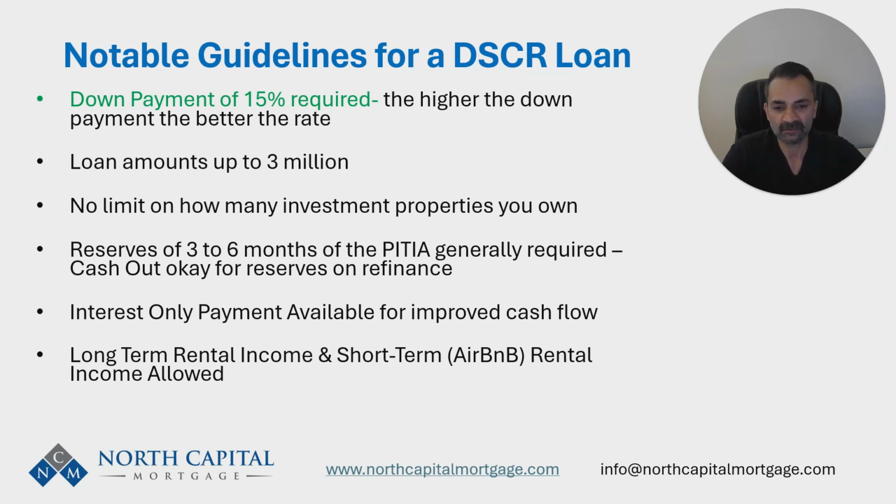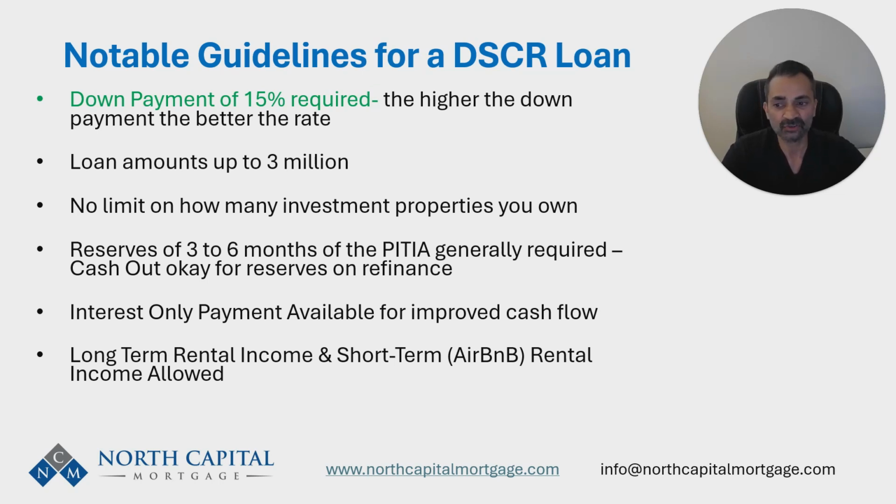This is notable because Fannie Mae and Freddie Mac generally are going to require a maximum of 10 loans for the borrower in order to qualify for a conventional loan. You do not have that limitation on a DSCR loan. You can have a larger number of properties and still qualify for this type of loan. Reserves, meaning how many months of additional PITIA are going to be required. It's generally going to be about 3 to 6 months.